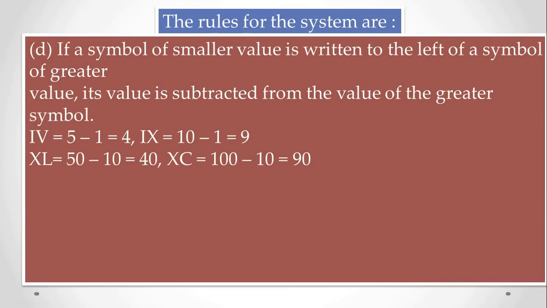Next rule is, if the symbol of smaller value is written to the left, like IV, here this is the bigger number, so 5 minus 1, 4. Here IX means 10 minus 1, 9. XL: the value of L is 50, and then minus 10, that is 40. XC means C value is 100, and this is the smaller value, so minus 10 is 90.